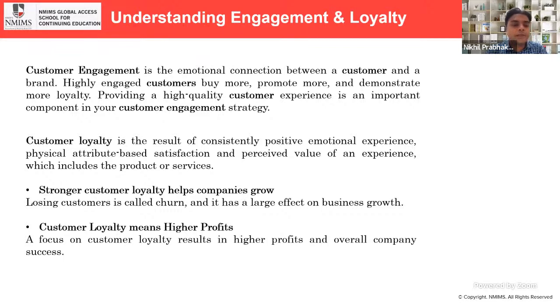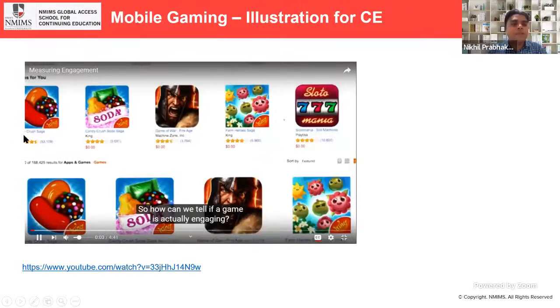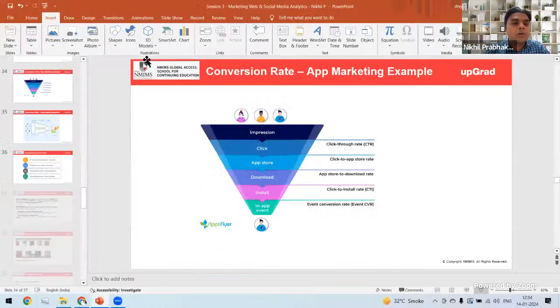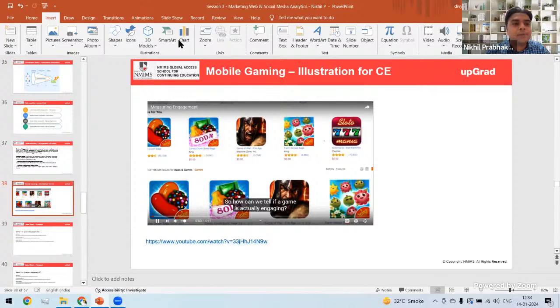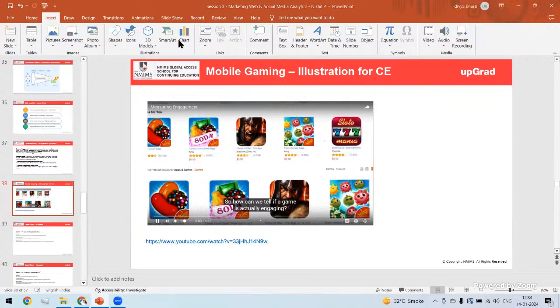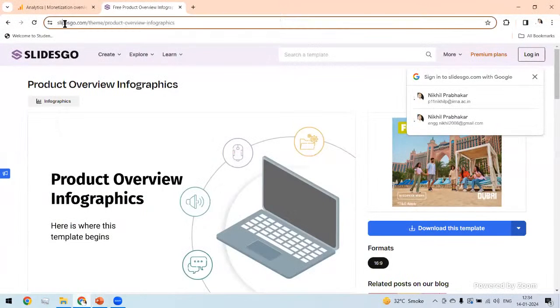If people leave us, we call it churn. And of course, we've discussed in the session today what the impact of churn can be. So we have to minimize churn and drive customer loyalty because that will help us to drive profitability. Now, let's look at how customer engagement and loyalty is measured. With the help of this video, we will take a look at how people in the gaming industry are measuring engagement. It's a good video, and in very simple terms, they have defined how mobile engagement is measured. Let's see this on YouTube.